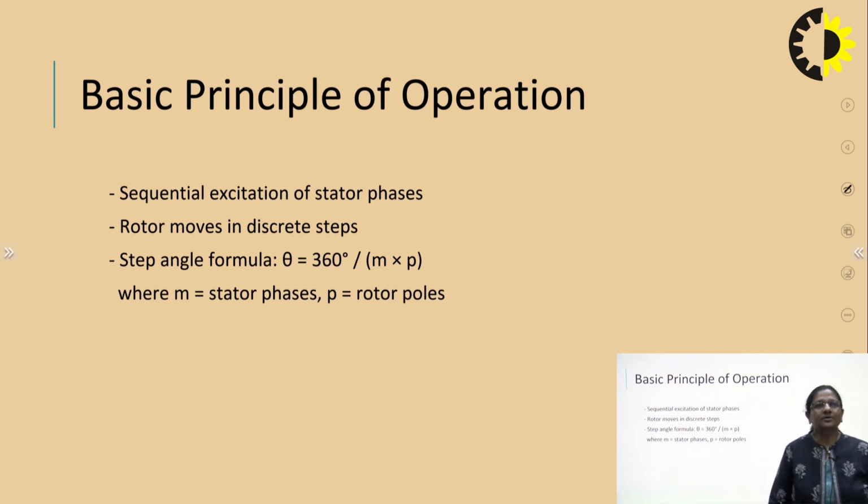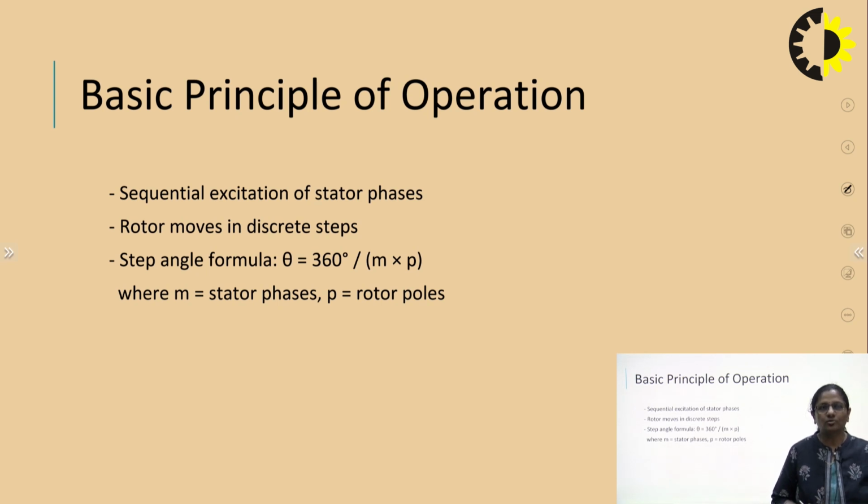The basic principle of operation includes the excitation of stator phases in a particular manner. Depending upon the sequence of excitation, the rotor moves in discrete steps, and one discrete step is equal to the step angle. The step angle is given as 360 degrees divided by m times p, where m is the number of stator phases and p is the number of rotor poles. This is what we discussed in the previous lecture.